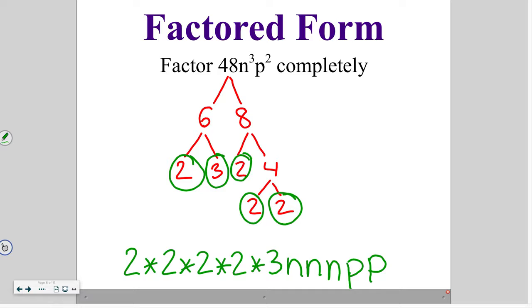Factoring 48, we can break it down into 6 and 8. You could have started with 2 and 24. You could have started with 3 and 16 or 4 and 12. However you chose to start, you factor down to 2 times 2 times 2 times 2 times 3 times n times n times n times p times p. So breaking down each part as completely as we can get.